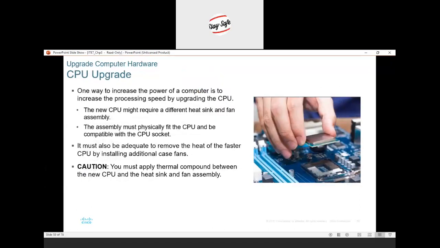And so for the CPU, one way to increase the power of the computer is to increase the processing speed. By upgrading the CPU, the new CPU might require a different heatsink and fan. For information, when you are upgrading the CPU, you're also going to upgrade the motherboard. You can't just upgrade the CPU and leave the motherboard, because the design of a motherboard comes with the CPU. You must make sure the new motherboard also has the ability to take a higher kind of CPU. But in most cases, upgrading the CPU requires a new motherboard.